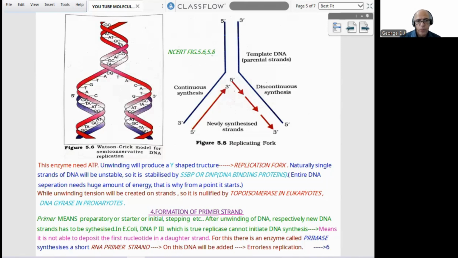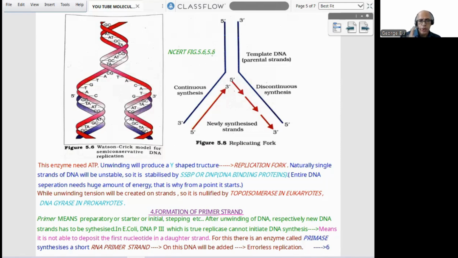Now we can proceed. While unwinding, tension will be created on strands. So it is nullified by topoisomerase in eukaryote, DNA gyrase in prokaryote. Fourth step is formation of primer strand. I discussed what is the need for primer, which is the enzyme, what is the role of RNA. Anyway, we can proceed. Primer normally means preparation, preparatory, or starter, or initial, or stepping. So after unwinding of DNA, new DNA strands have to be synthesized. In E. coli, DNA polymerase 3 is referred to as true replicase. True replicase DNA polymerase 3, DNAP3, cannot initiate DNA synthesis. So it is unable to start the synthesis.